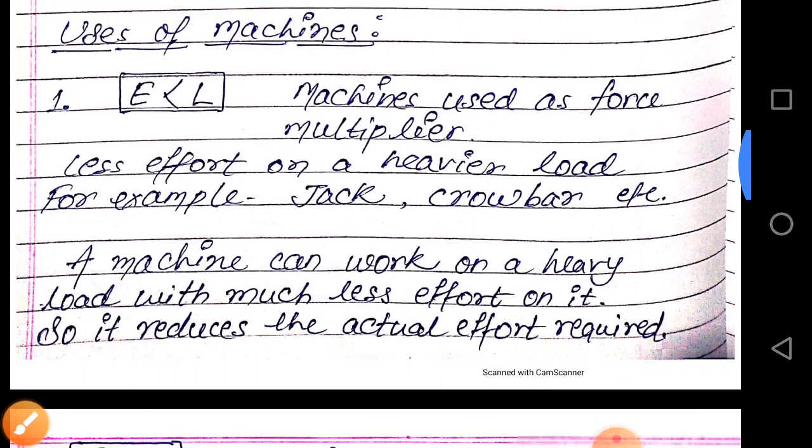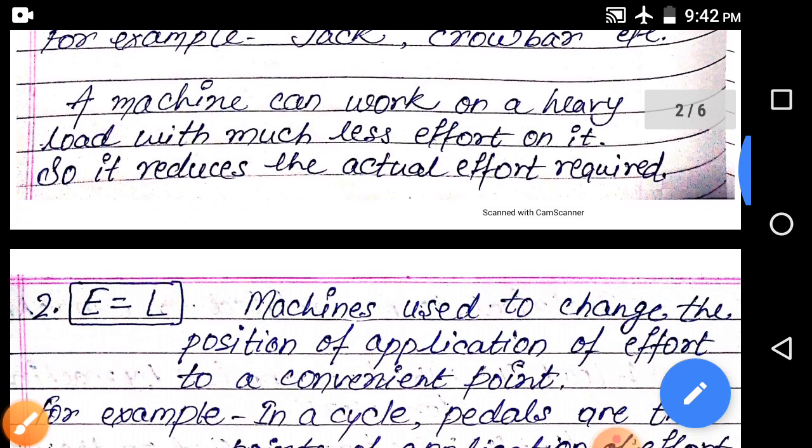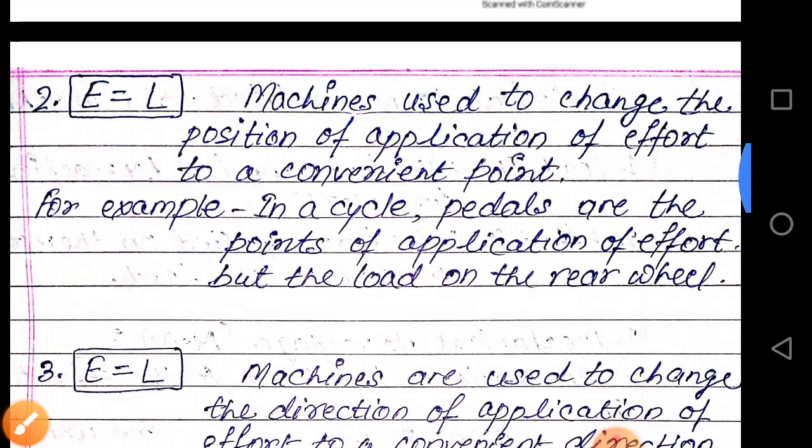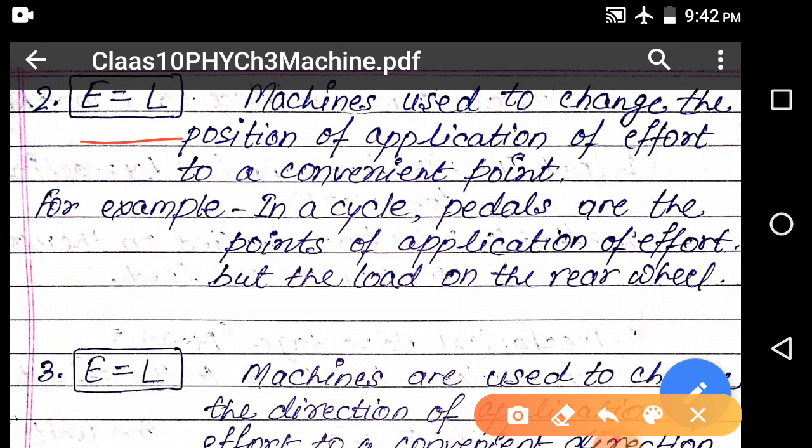Now see this statement: a machine can work on a heavy load with much less effort. Here the jack works with much less effort. So here the machine reduces the actual effort required for the work. Now go to the second point. Here the two forces, effort and load, are equal to one another. So here the machine is used only to change the position of application of effort to a convenient point.